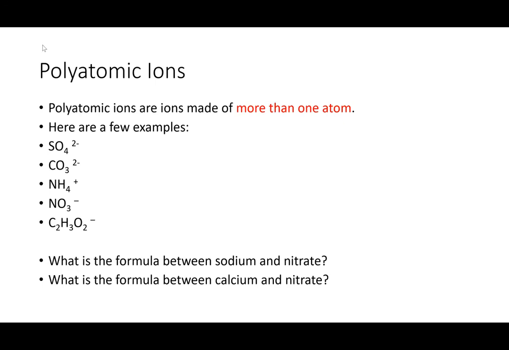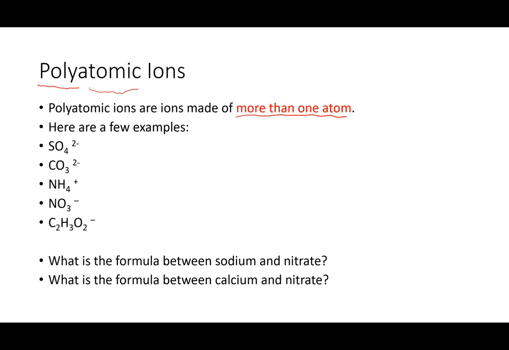Okay, now that we've talked about formula writing for binary ionic compounds, let's talk about the next one, which would involve polyatomic ions. As the name suggests, poly, meaning more than one, multiple. Atomic has to do with atoms. Polyatomic ions, then, are ions made of more than one atom. So they are molecules that carry a charge.